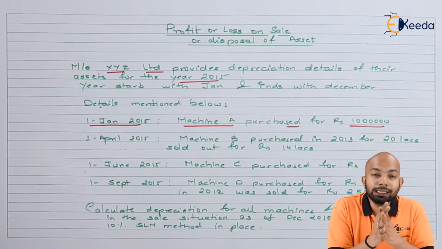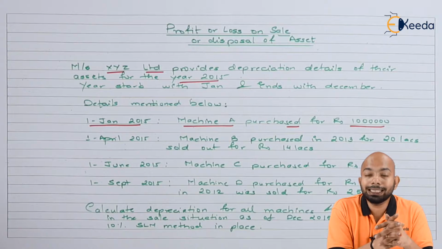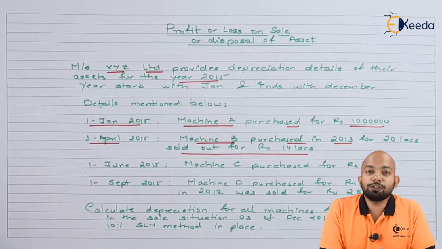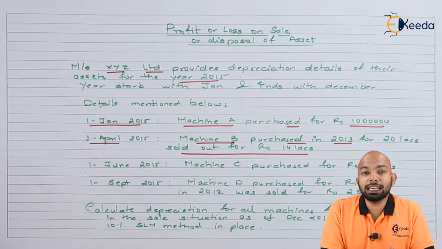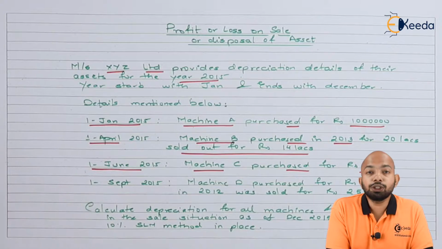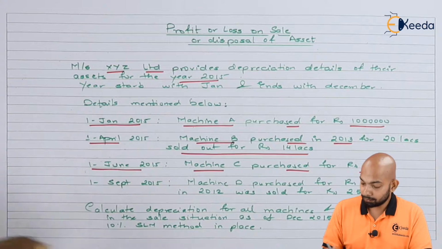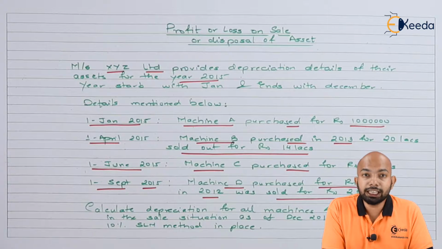The first detail that has been provided here states that on 1st of Jan 2015, machine A was purchased for an amount of rupees 10 lakhs. On 1st of April 2015, machine B, which was purchased in the year 2013 for 20 lakhs, was sold out for 14 lakh rupees, which has been mentioned in this question. On 1st of June 2015, machine C, which was purchased for rupees 6 lakh, has been mentioned in this question. On 1st of September, they have mentioned that there was a machine D which was purchased in the year 2012 for 5 lakh, which was sold out for an amount of rupees 2,50,000.